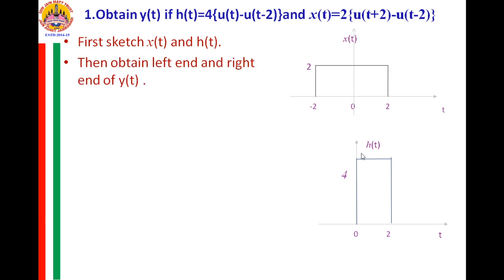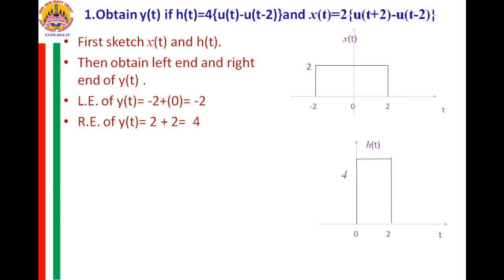Now the left hand and the right hand of y of t: the left hand is minus 2 because the left hand of x of t is minus 2 and that of h of t is 0. So minus 2 plus 0 is minus 2, and the right hand of y of t is the right hand of x of t, that is 2, plus the right hand of h of t, which is 2. So 2 plus 2 is equal to 4.